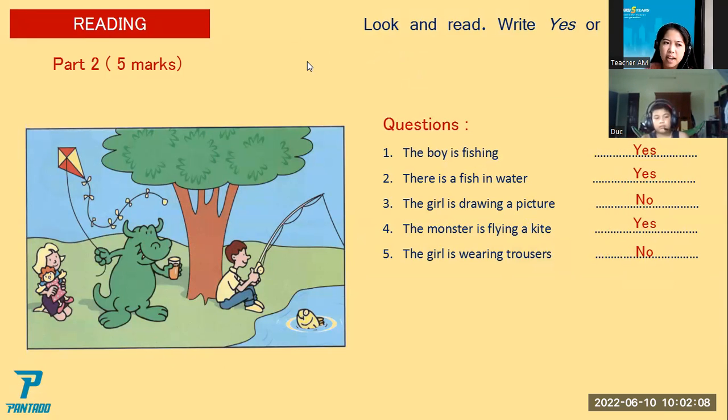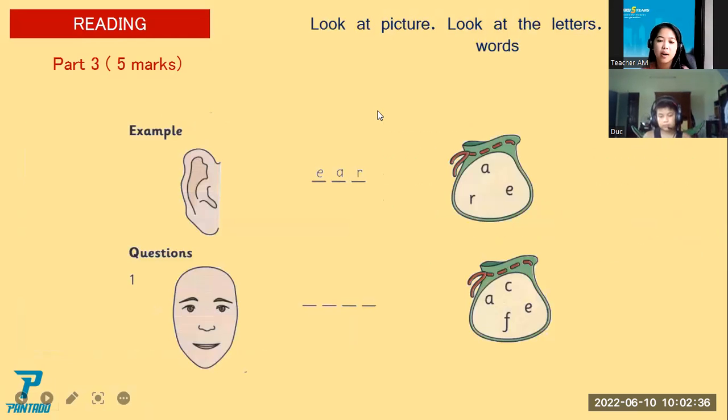Okay, so do you have any question to me, Duke? Yes, what is your question? Yeah, what's your question, Duke? No, you don't have any question. Okay, so now let's proceed with part 3.